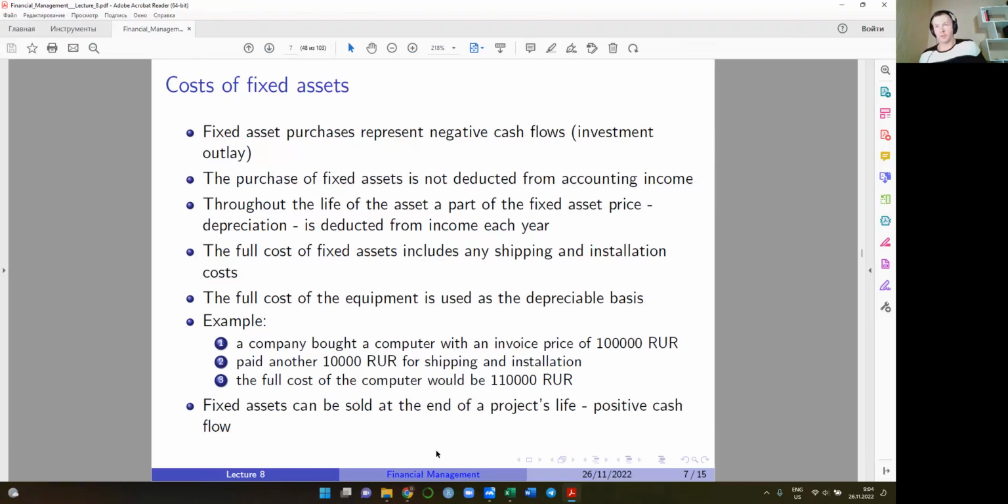Another important issue that we need to remember about fixed assets is that they can be sold at the end of the project's life. So sometimes fixed assets live longer than the project. And then when we expect to sell these fixed assets, this amount is going to constitute a positive cash flow.